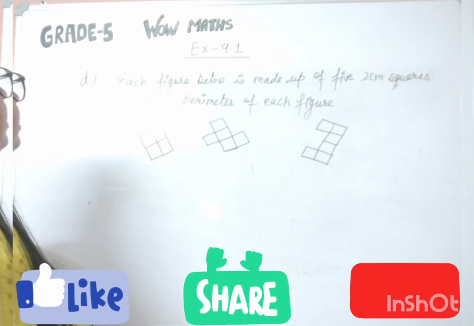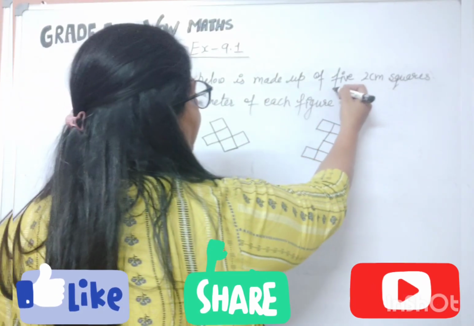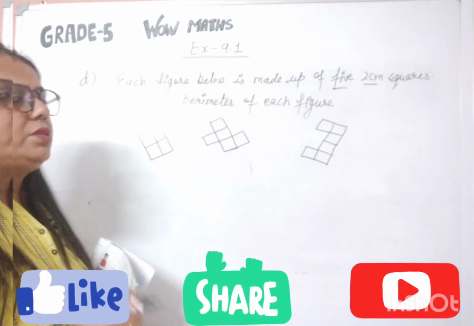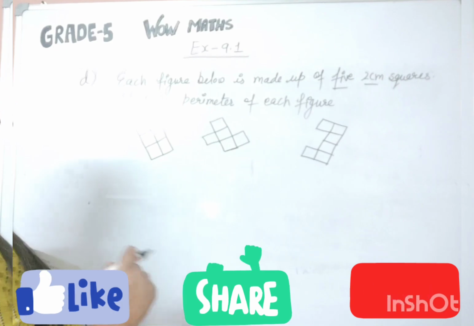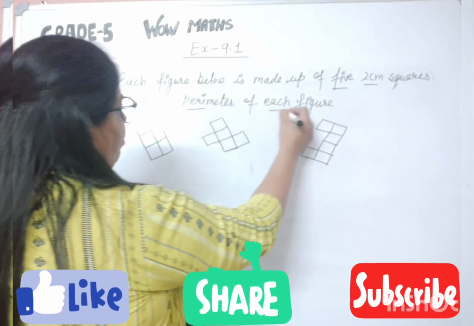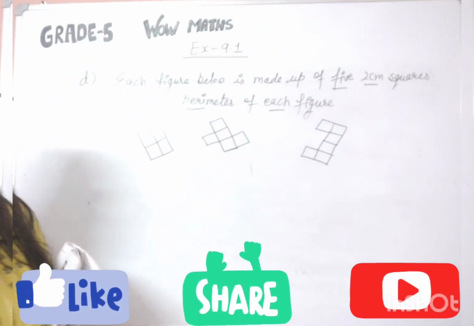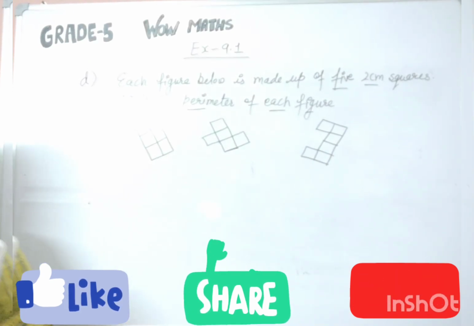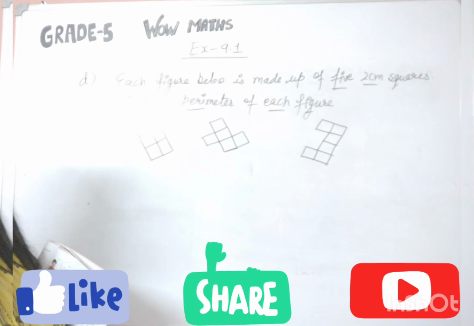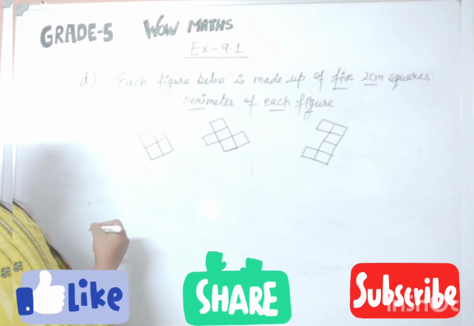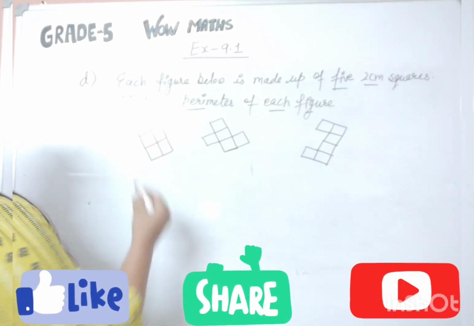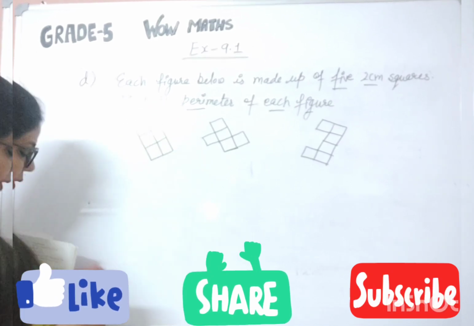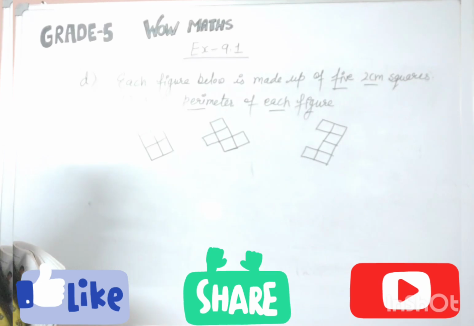Moving to the D part, in this each figure below is made up of 5 2 centimeter square. So there are basically 5 squares, each square is having the side 2 centimeter. You need to find the perimeter of each figure. So now these are not the regular shapes. So these are all the irregular shapes. We need to find the perimeter by the formula sum of all sides. So हर एक जो उसका आपको साइड दिया हुआ है 2 सेंटीमीटर दिया हुआ है, 2 सेंटीमीटर. So we need to find how many sides are there.